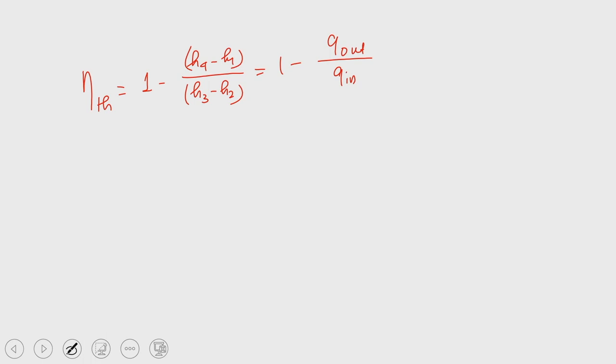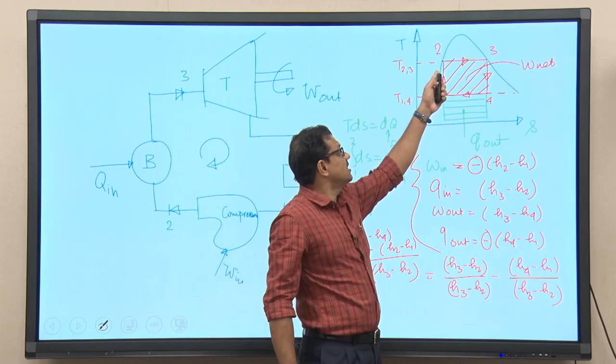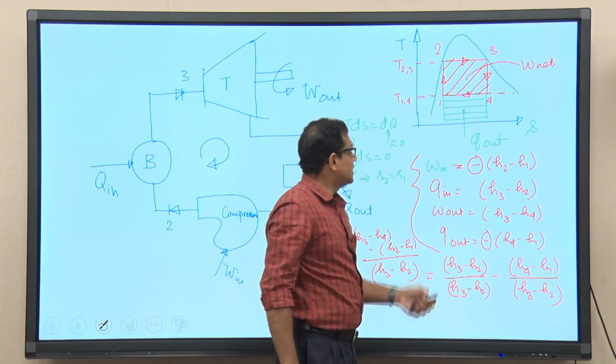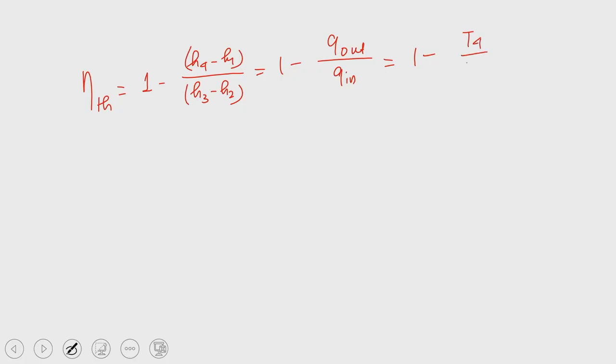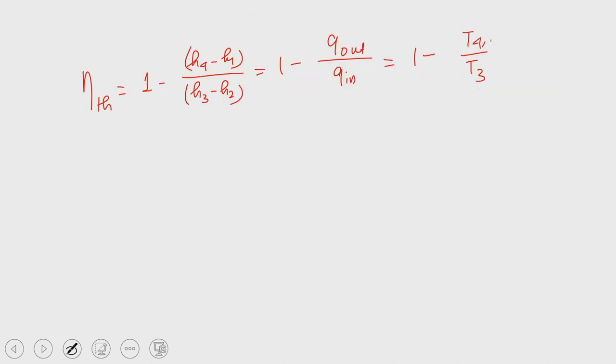In the last class we discussed the Carnot cycle comprising two reversible adiabatic processes and two reversible isothermal processes. For the reversible cases, we can write 1 minus Q out by Q in. The heat is rejected at a temperature which is T4 or T1, and heat is added at a constant temperature, that is T2 and T3. So, we can write 1 minus T4 by T3 or T2.